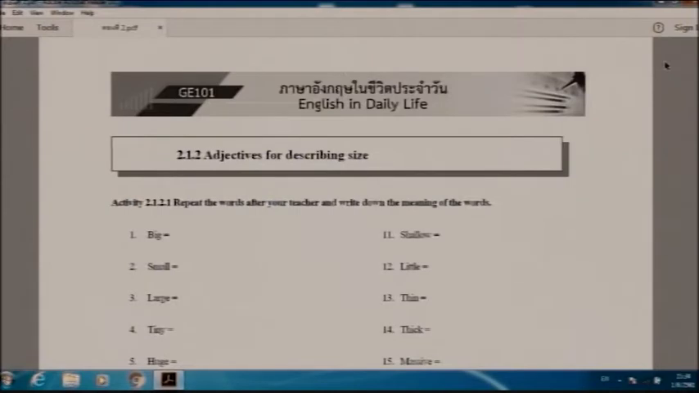Then we have tall in terms of height. We have short. We have wide. And then we have narrow. And then we have deep. Something deep, it extends far down. You can talk about these adjectives when you're talking about the waters, the sea, the ocean, the swimming pool, like I told you before. Then shallow, not very deep.